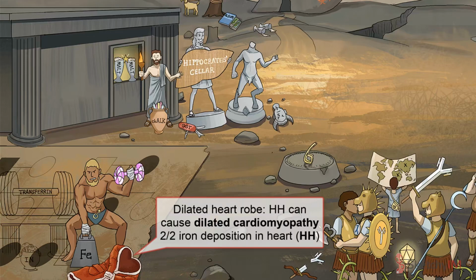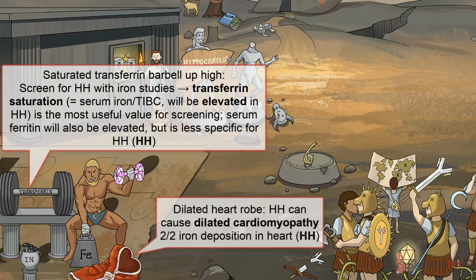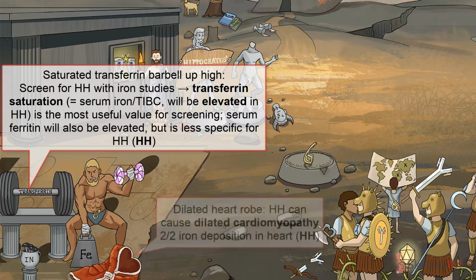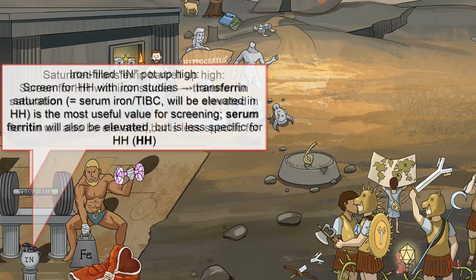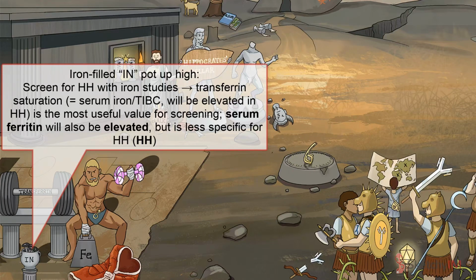Screen for hemochromatosis by ordering iron studies. This typically includes serum iron, total iron binding capacity, also known as TIBC, and ferritin. Which of these three labs is the best screening test? None of the above. The most useful number is actually the transferrin saturation. This is calculated by dividing the serum iron by the TIBC. A transferrin saturation above 45% suggests an iron overload condition, like hereditary hemochromatosis. The serum ferritin will also be elevated in affected patients. However, the ferritin is commonly elevated in other liver diseases, making it less useful as a screening test for hemochromatosis.